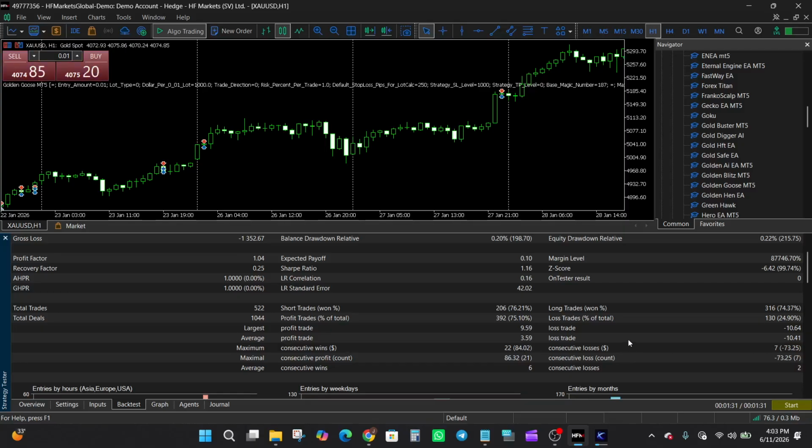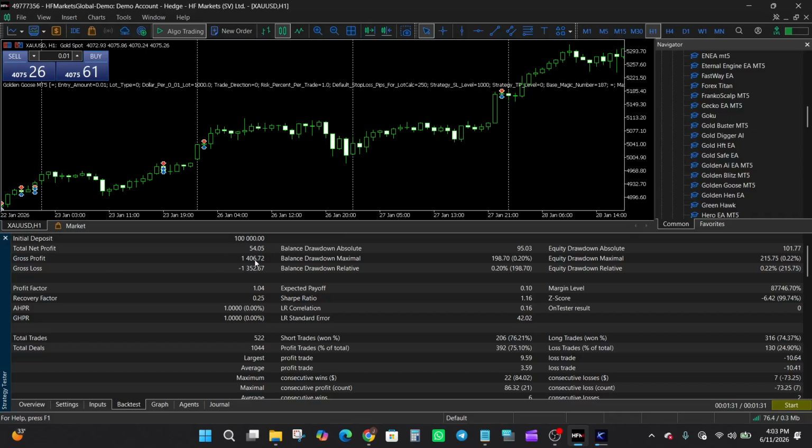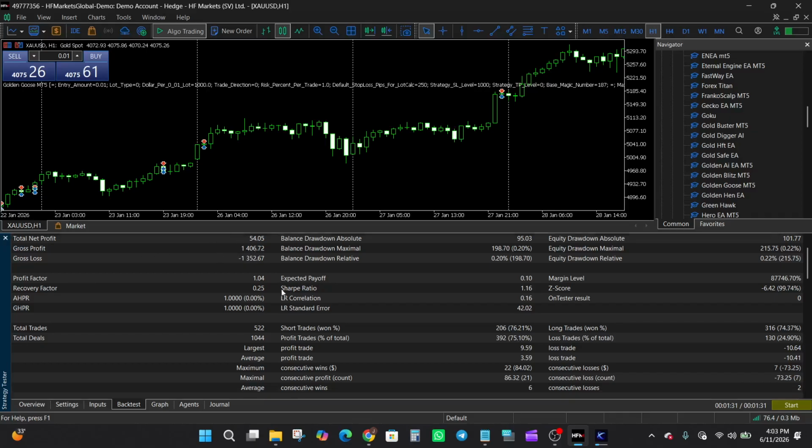So what that means is that the average risk to reward ratio is bad, because you can see the difference between the average profit and the average loss. And the win rate is just good. It's not excellent per se. So I'm not really surprised to see a tiny total net profit from a $100,000 deposit.